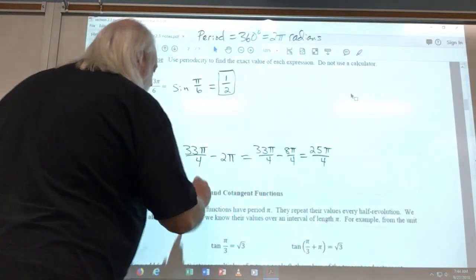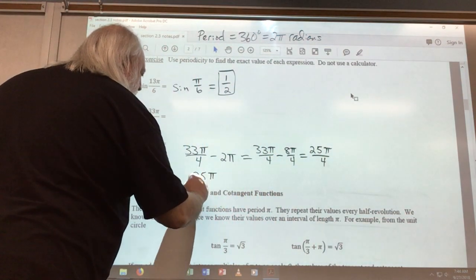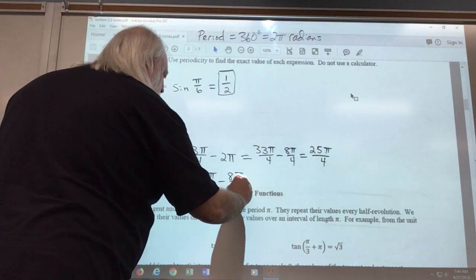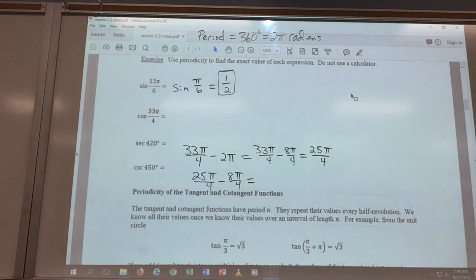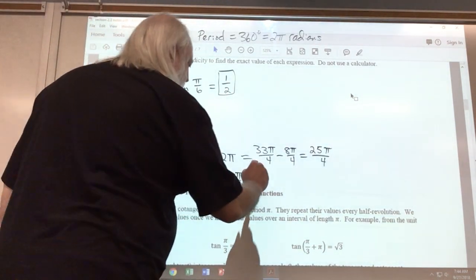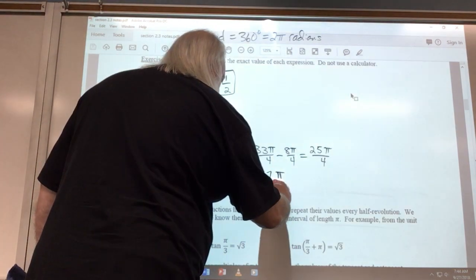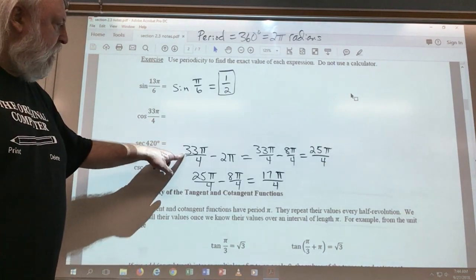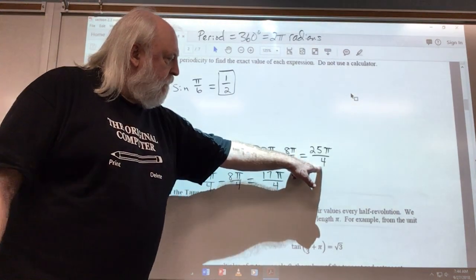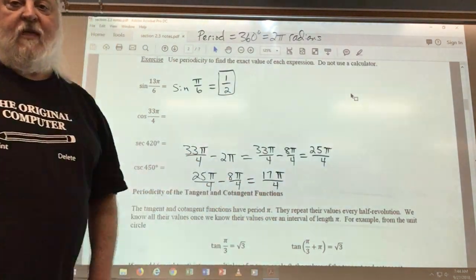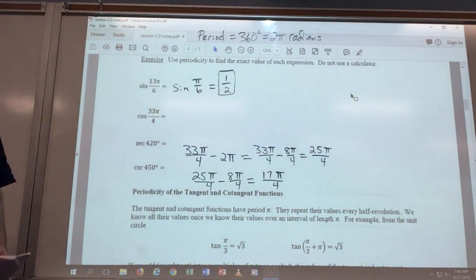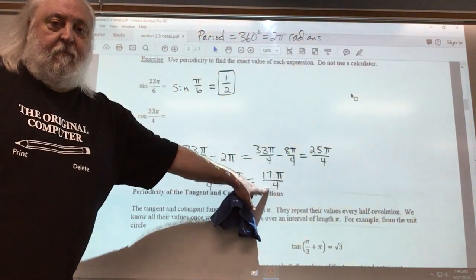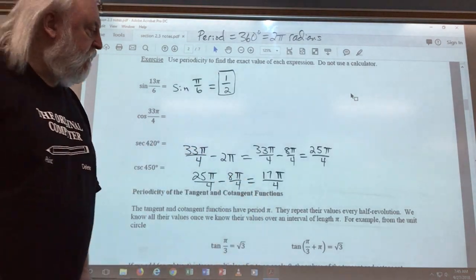So we have 25 pi over 4 minus 2 pi, which we can write as 8 pi over 4. And 25 pi minus 8 pi is equal to 17 pi. So the cosine of 33 pi over 4 has the same value as the cosine of 25 pi over 4, which has the same value as cosine 17 pi over 4. Well, that's more than 1 revolution.